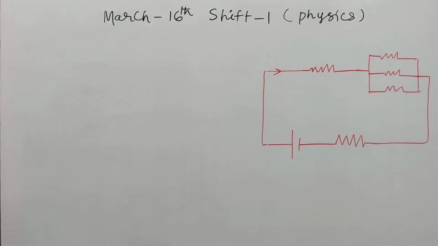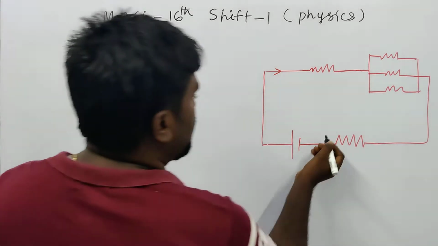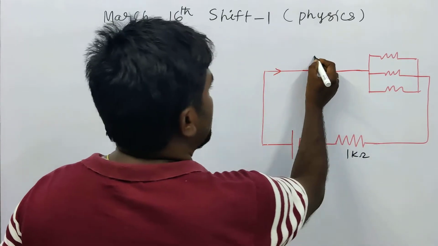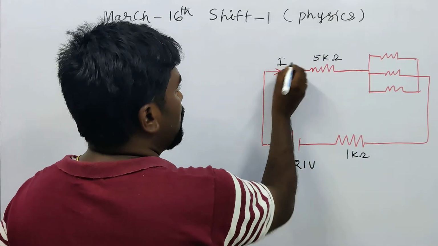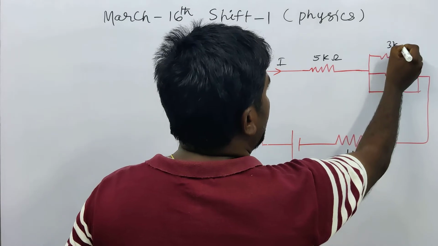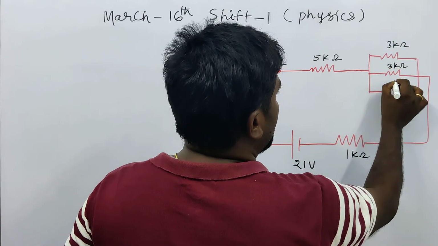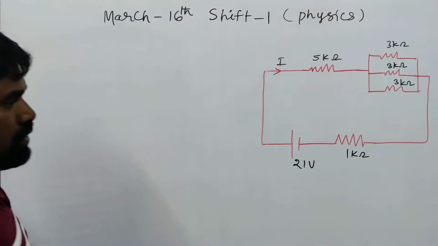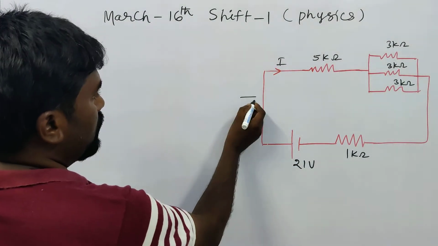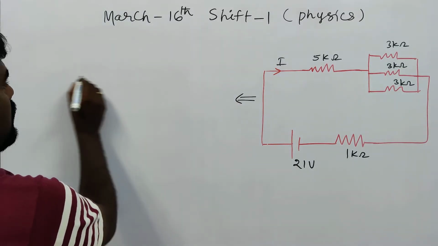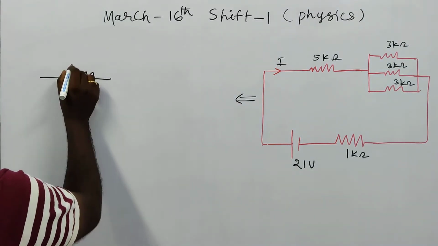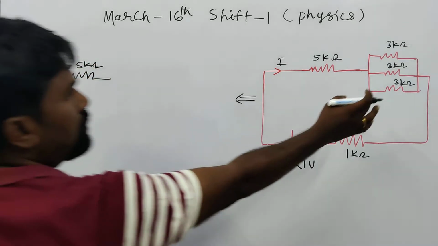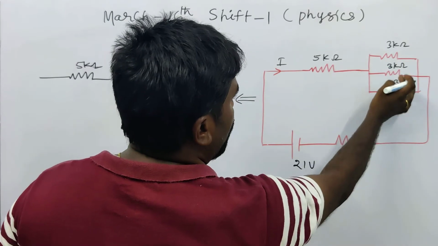Now the next question. Here the measurements are: this is the 21 volt source, this is a 1 kilo ohm resistor, this is a 5 kilo ohm resistor, and this is the current passing through the circuit. These are 3 kilo ohm, 3 kilo ohm, and 3 kilo ohm. Find the current passing through the 5 kilo ohm resistor. So the modification of this circuit: these three resistors are in a series-parallel combination.